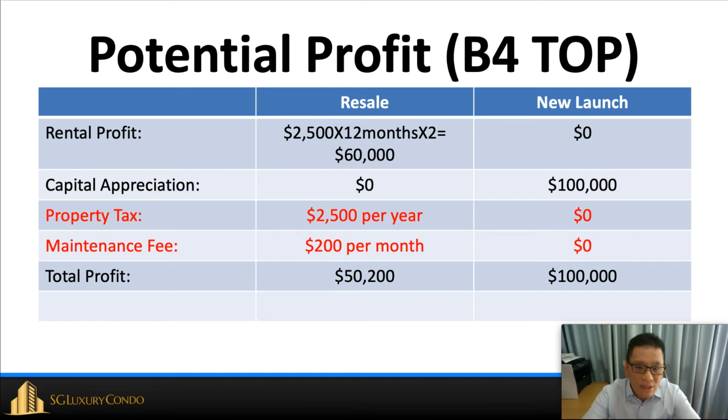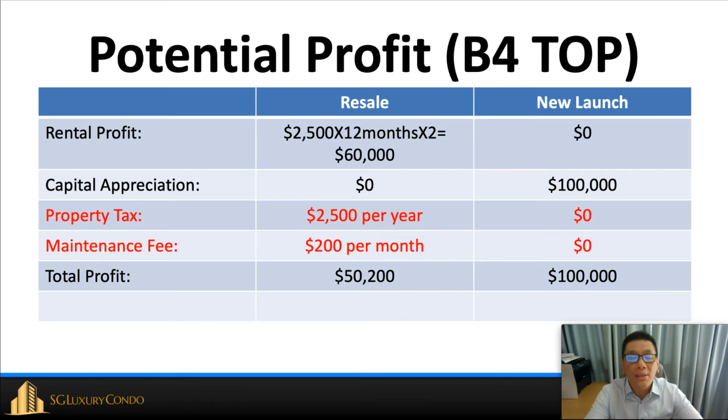When we look at the resale over this 2 years period of construction, the monthly rental is 2,500. Of course, you times 12 and times 2 years, you will earn 60,000. On the other hand, for a new launch property, you don't earn any rental profit, you don't earn a single cent at all because it's still under construction.